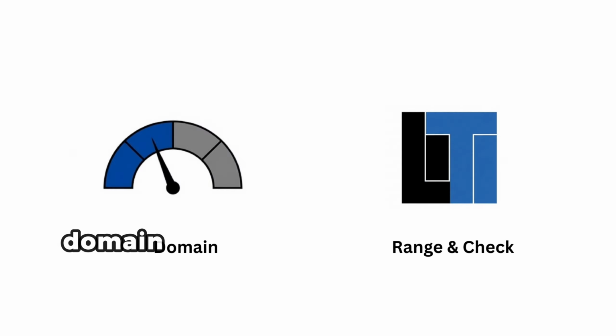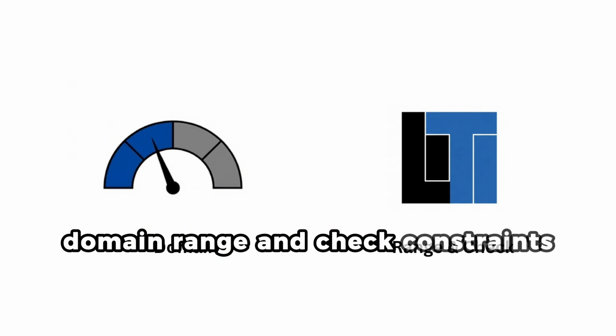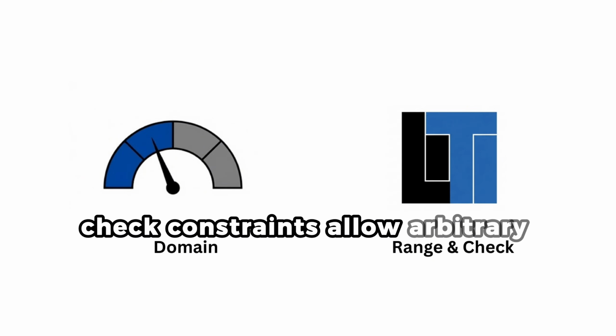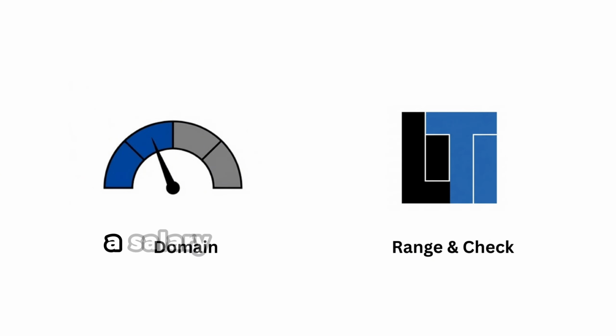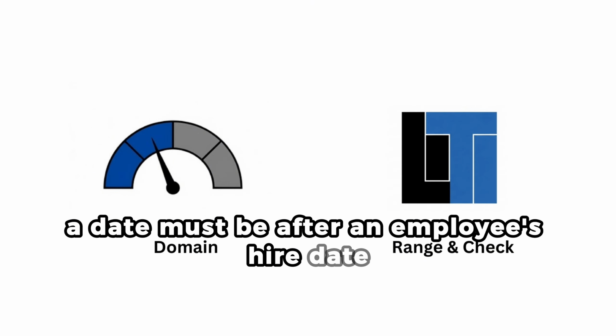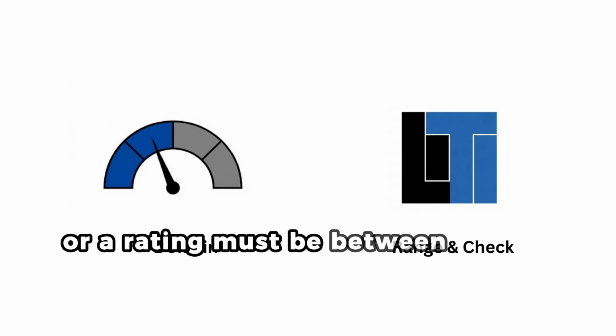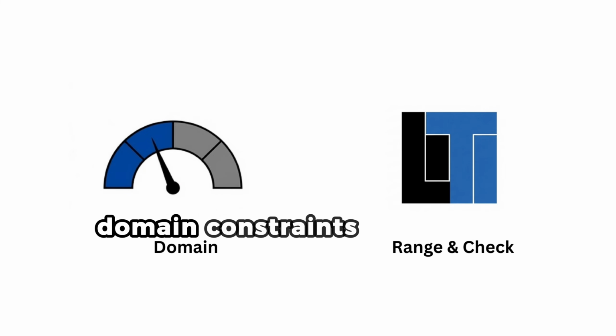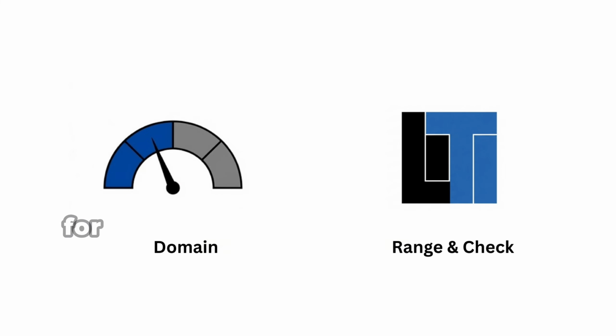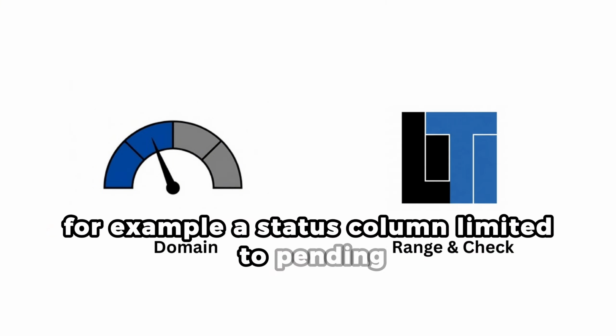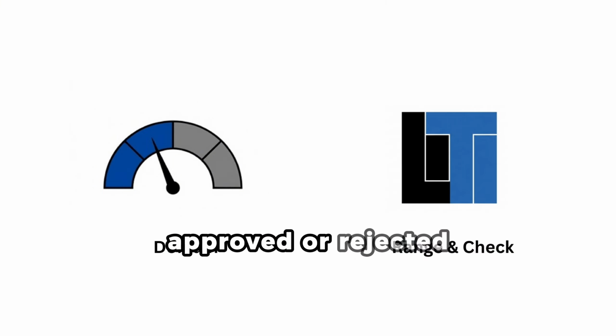Fifth, domain, range, and check constraints. Check constraints allow arbitrary predicates on values. A salary must be non-negative, a date must be after an employee's hire date, or a rating must be between 1 and 5. Domain constraints enumerate allowed values, for example a status column limited to pending, approved, or rejected.